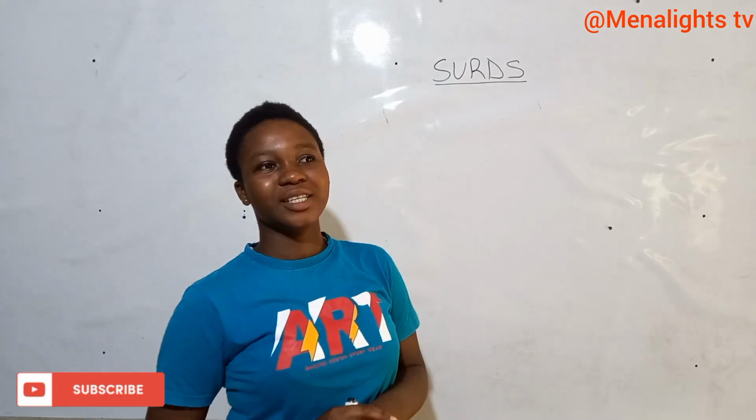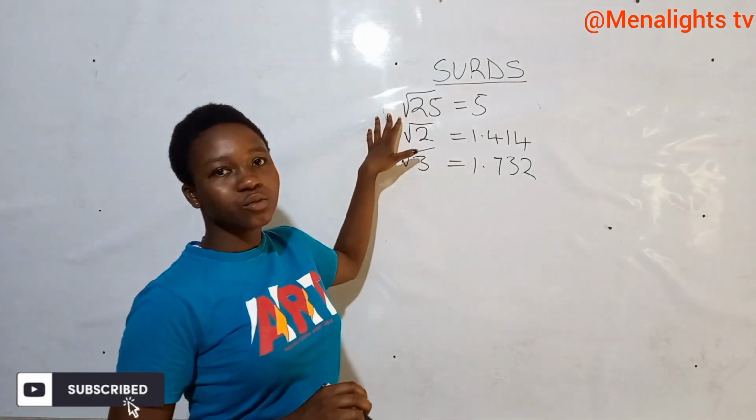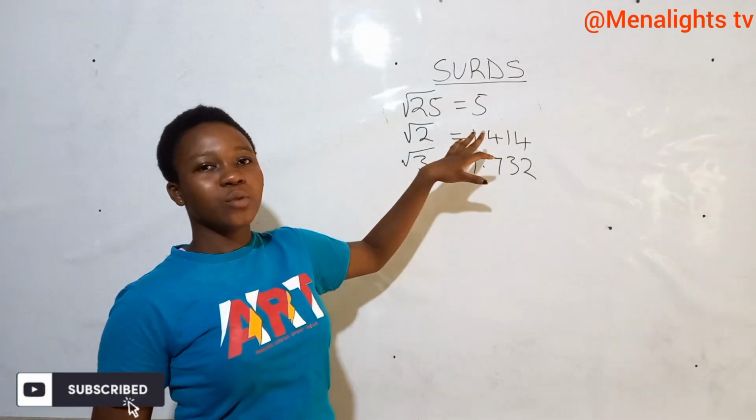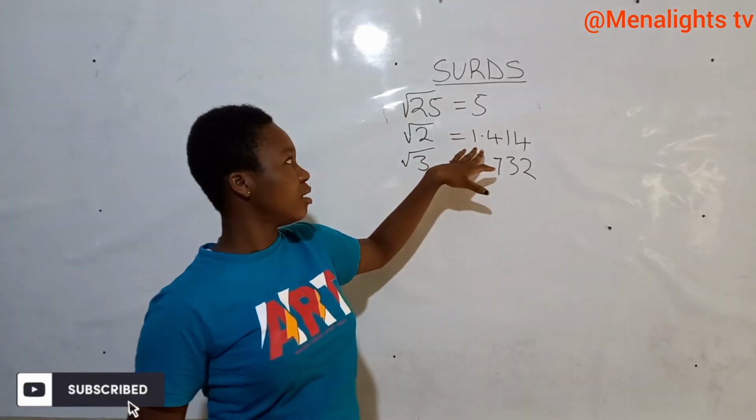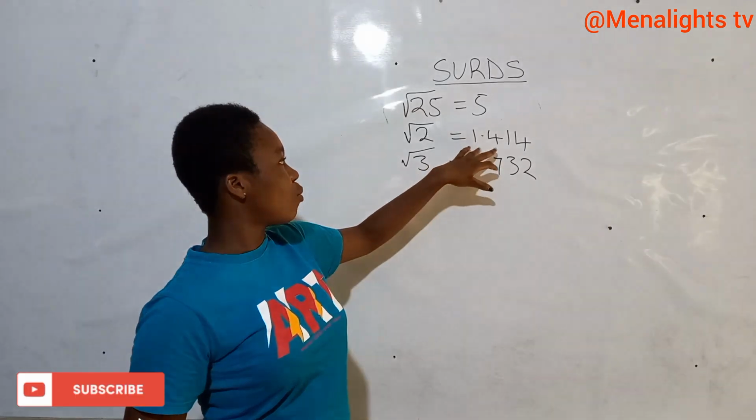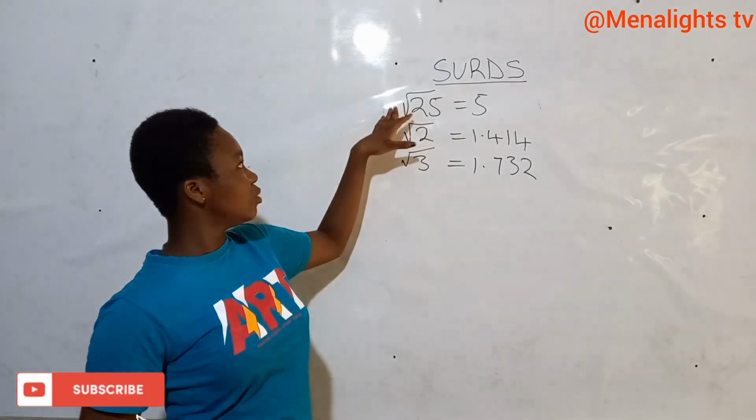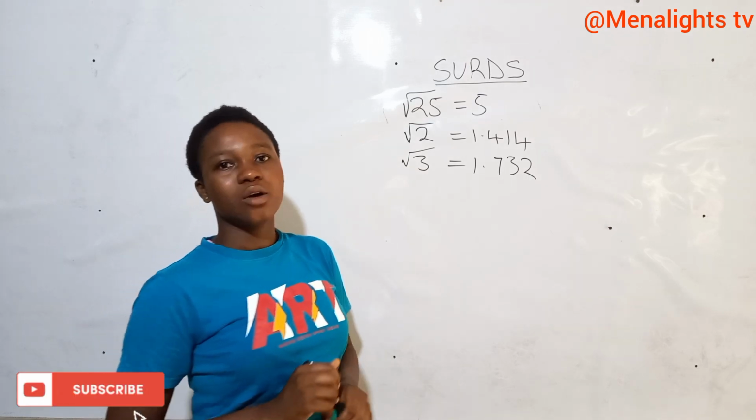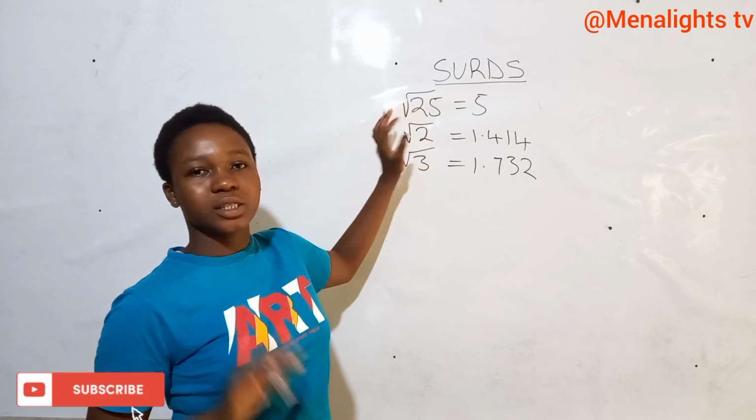So when we talk about surds, a surd is basically a number that cannot be reduced any further to remove the square root. For example, when we take root of 25, we can simplify it further to get 5. But when we take root of 2, we cannot simplify it to get a simple whole number. So it gives us 1.414 and root of 3 gives us 1.732. So here we can say that root of 3 and root of 2 are surds or irrational numbers, but root of 25 here is a rational number which is not a surd.